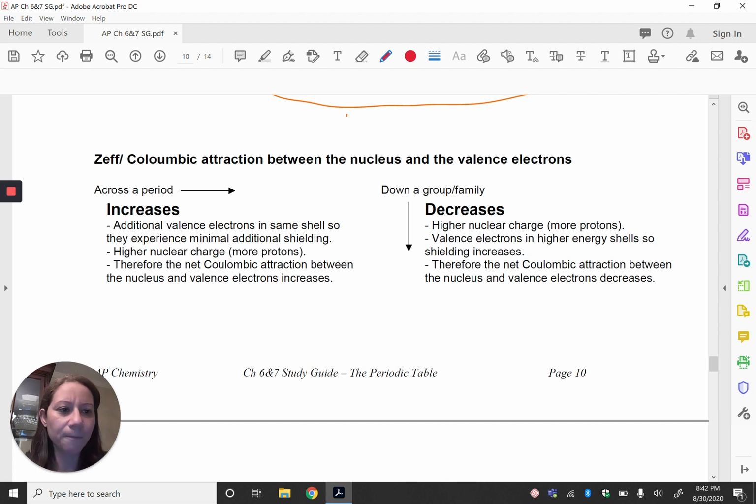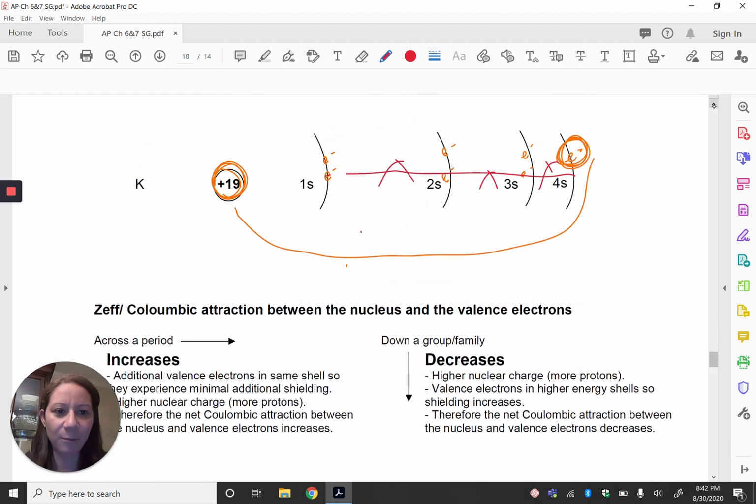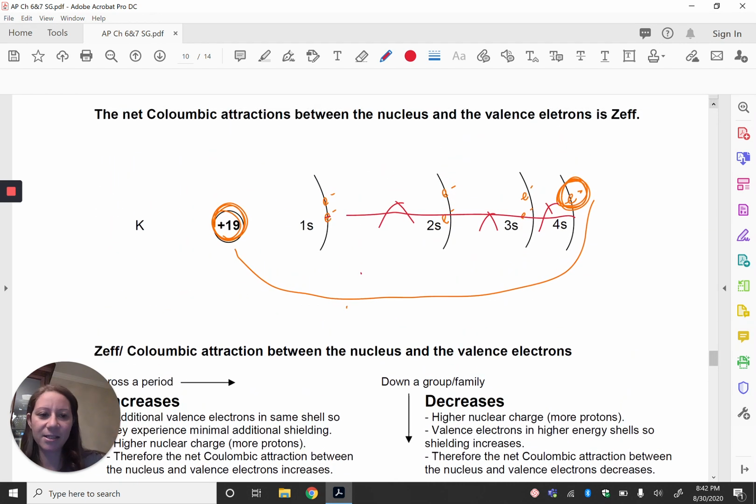So if you look back at our diagram here, let's say this was not potassium. Let's say it's, what's the next element? Calcium. So let's say it was calcium. Whether you have one electron here or two, it doesn't really affect the shielding, right? The shielding is the blocking or the repulsion of the valence electrons by the inner electrons.